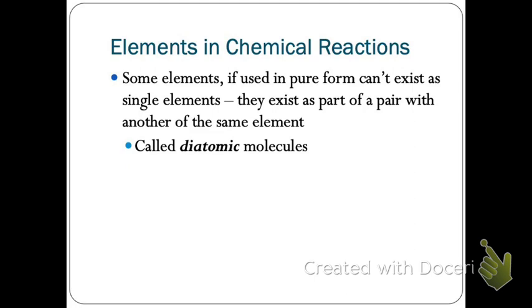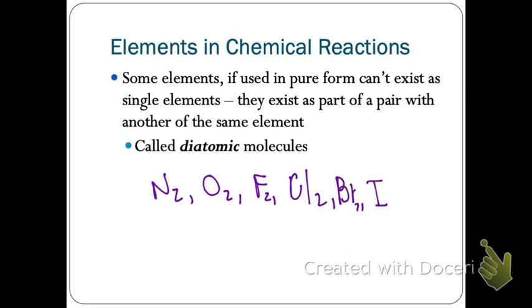write them out, because if a reaction calls for nitrogen, for example, we don't just get to write N. Nitrogen is diatomic, so nitrogen gas is really N2, right? It is in a bond with another of its own kind. So nitrogen is diatomic, oxygen is diatomic, fluorine, chlorine, bromine, iodine, and hydrogen. Okay, those are the 7 diatomic molecules.